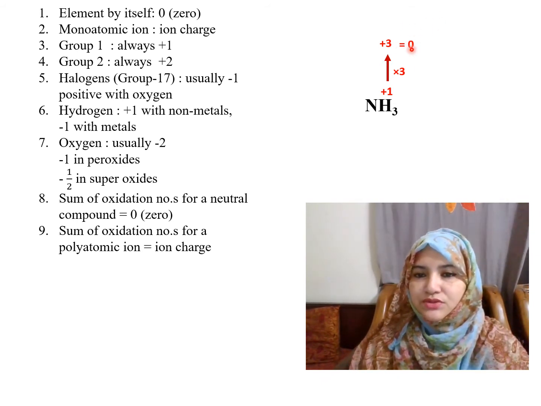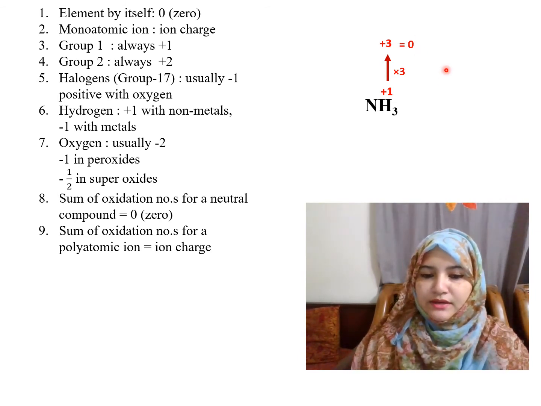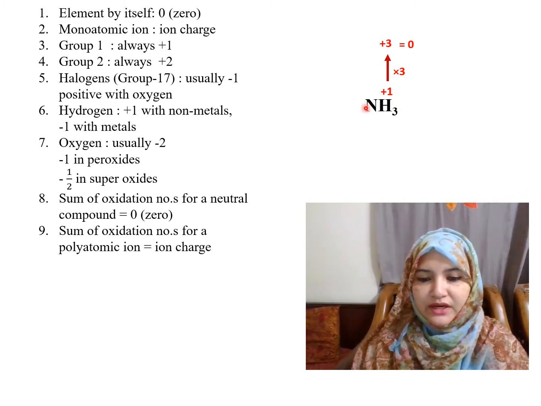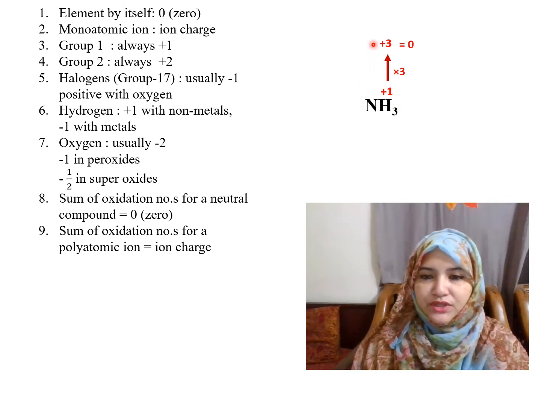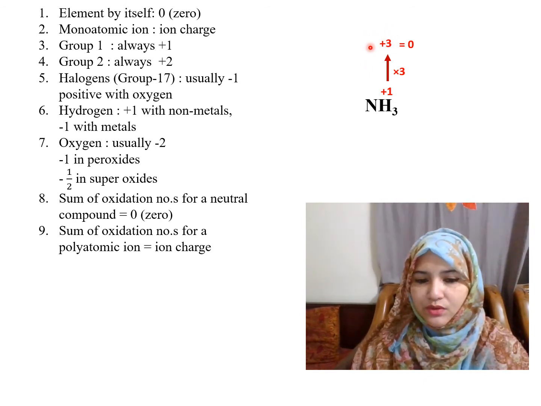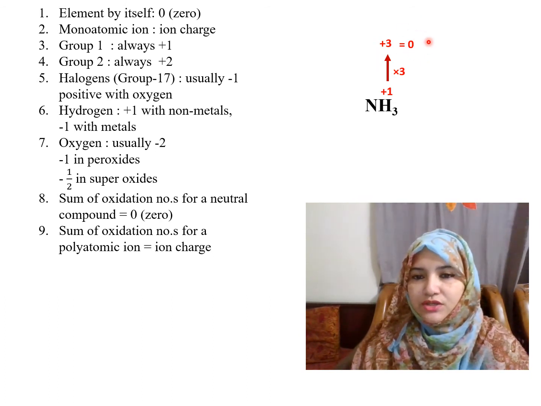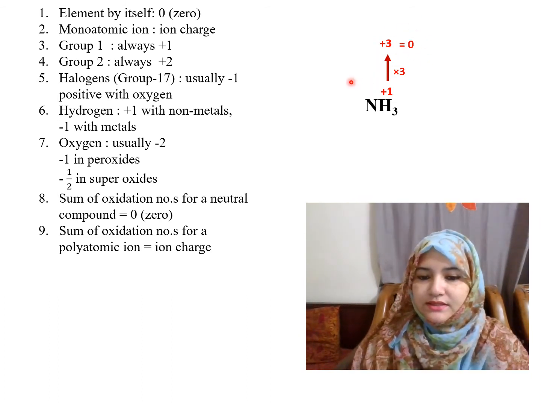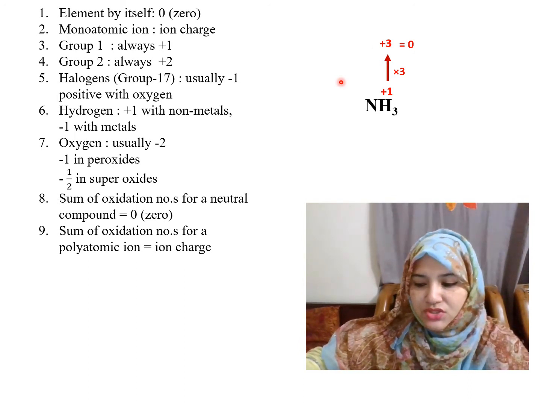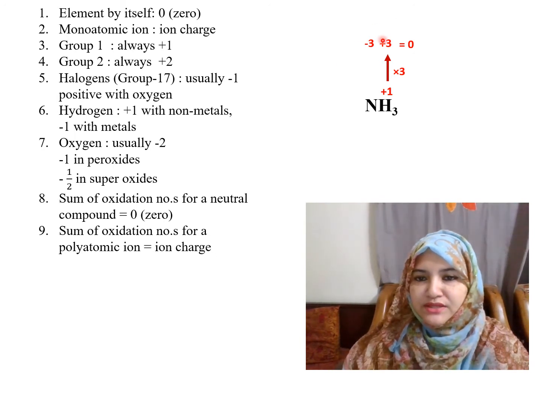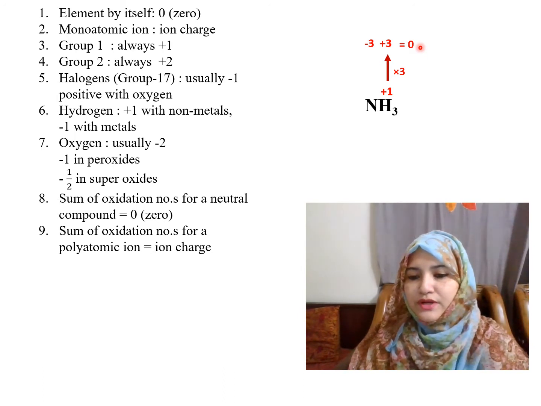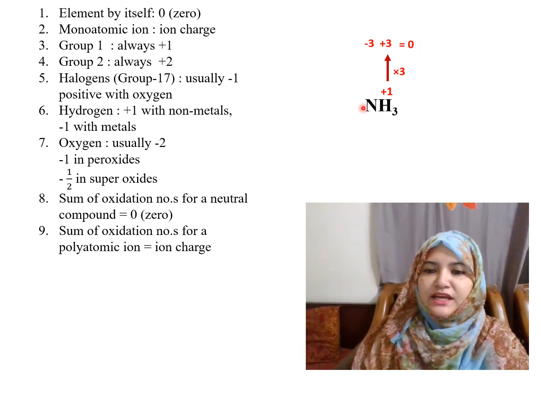Okay, we write 0 here. Now whatever nitrogen's oxidation number is here, it needs to add together with hydrogen's oxidation number, +3, to make it 0. To make 0, that means the nitrogen has to be -3. The nitrogen has to be -3 to get the oxidation number 0 for neutral ammonia.